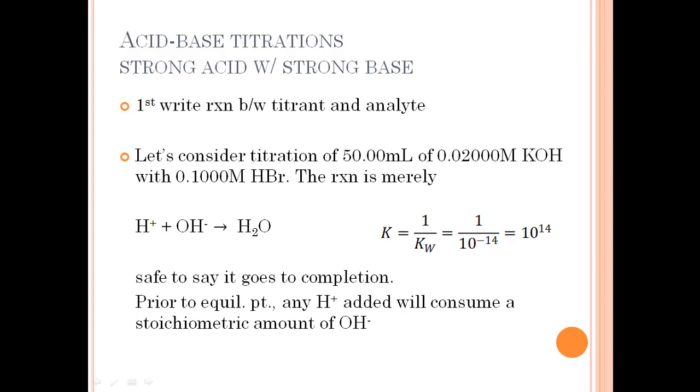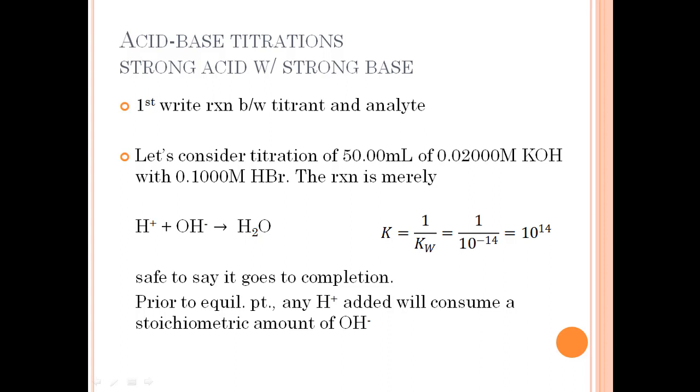The goal of all of these problems is to be able to make a graph showing how the pH changes as you add titrant. If you can do that, then you understand what's going on in this process. So the first thing you need to do is write a reaction between the titrant and the analyte. That makes you think about who is in the burette and who is in the Erlenmeyer flask.